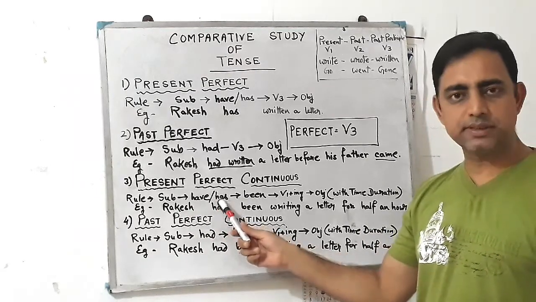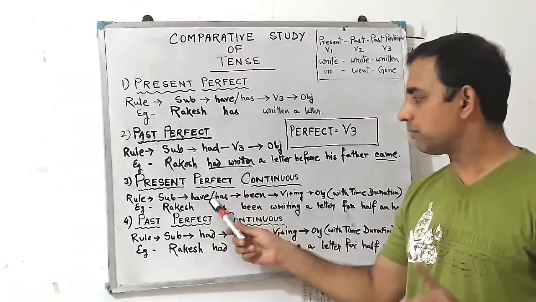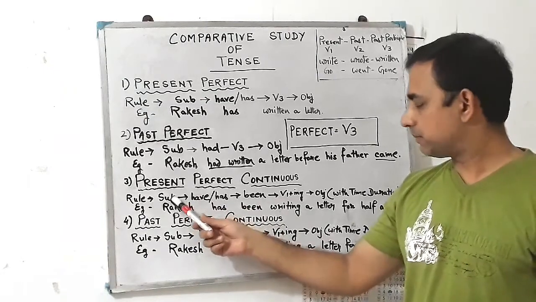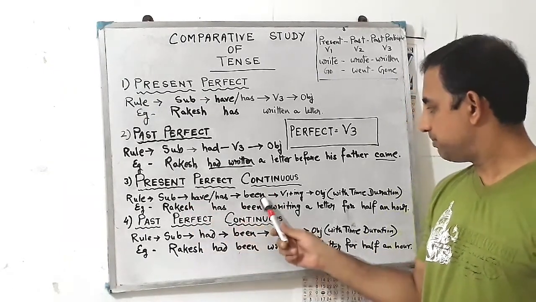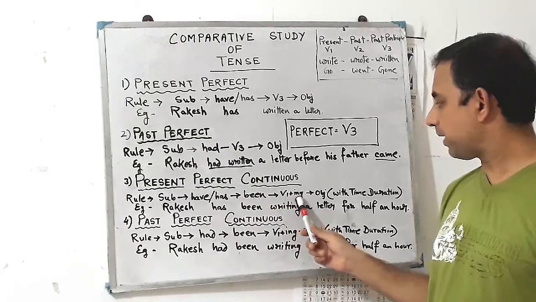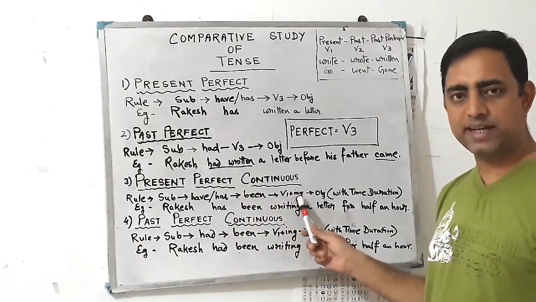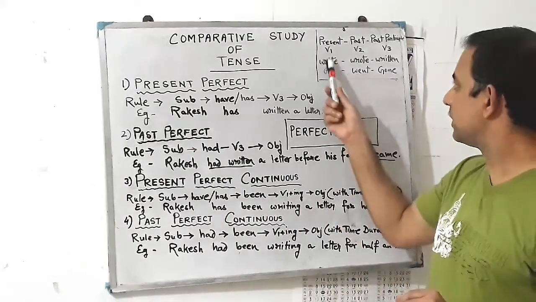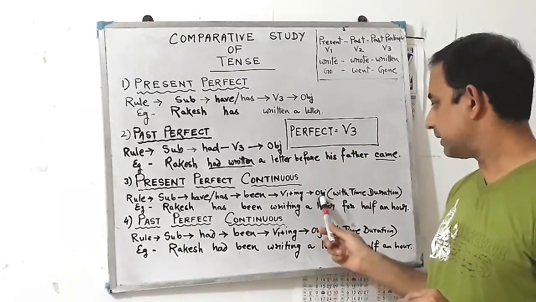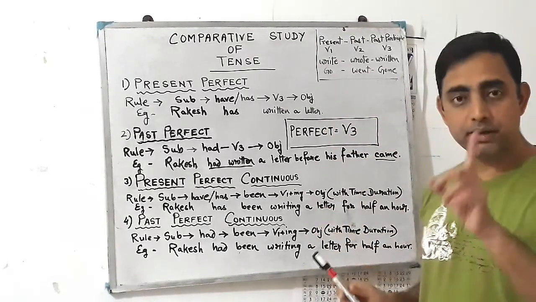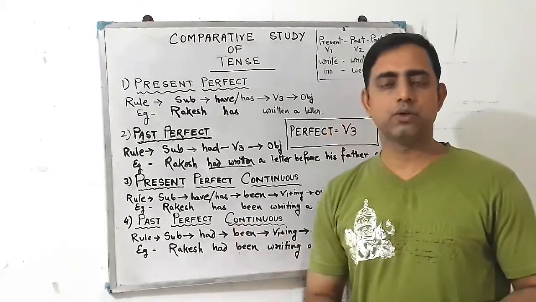Have or has means you need to write any one verb as per the subject. Subject, have or has, then been should be written, then V1 plus ing. You need to add ing with the first form, the V1 form of the verb, and then the object. But remember this thing, here also lies the golden rule.